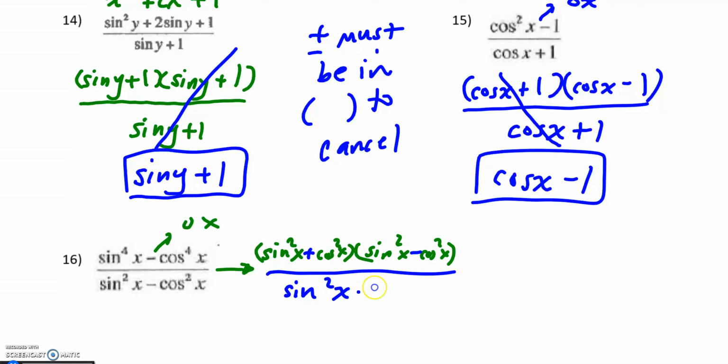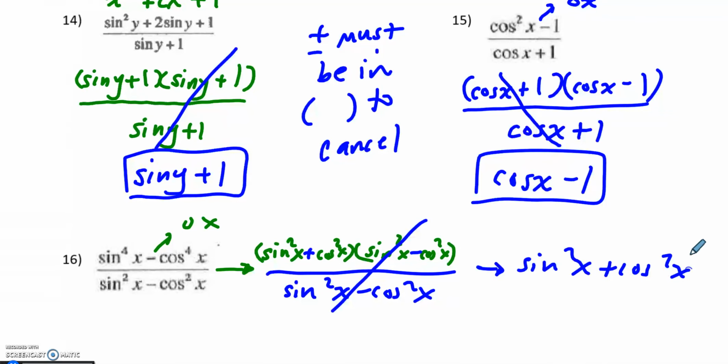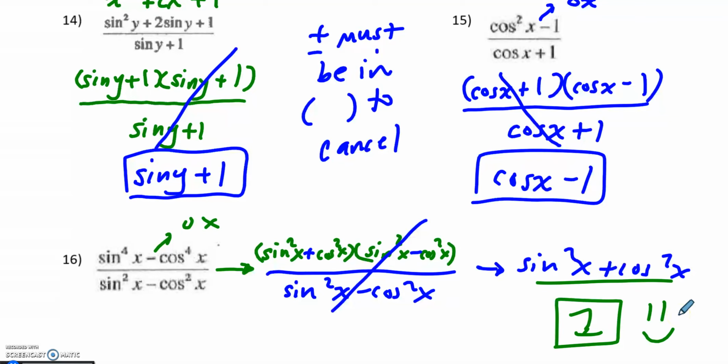So now that I have a sine squared x minus cosine squared x in the numerator and the denominator, this crosses out. So I'm left with just sine squared x plus cosine squared x. And how exquisite indeed that sine squared x plus cosine squared x is the identity, so that just equals 1. What a wonderful example to end on. My answer is just 1.